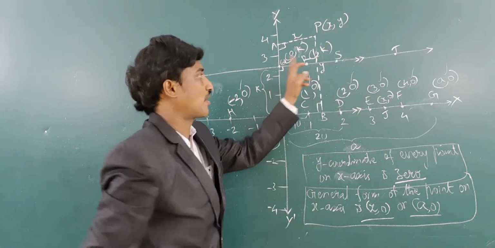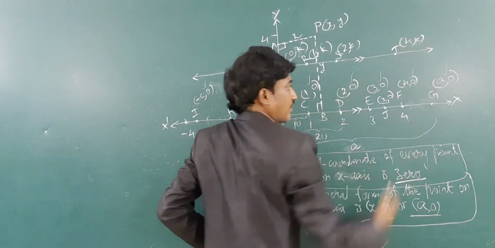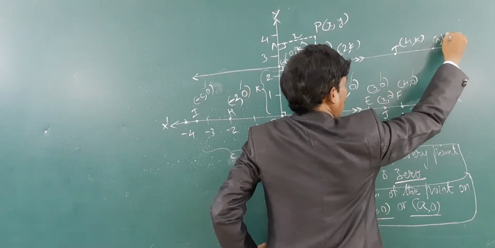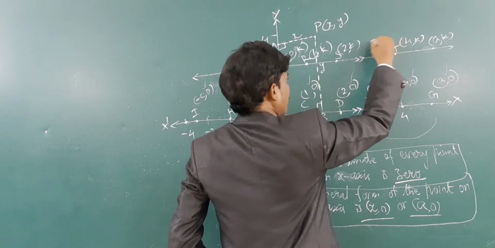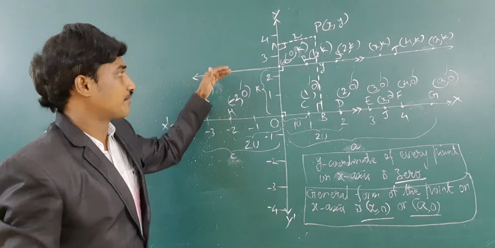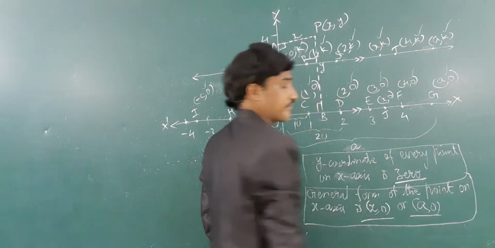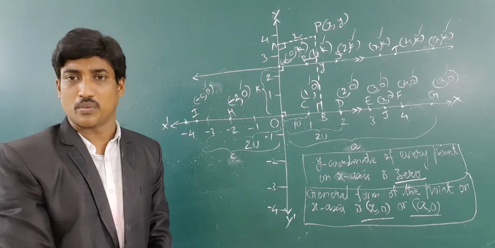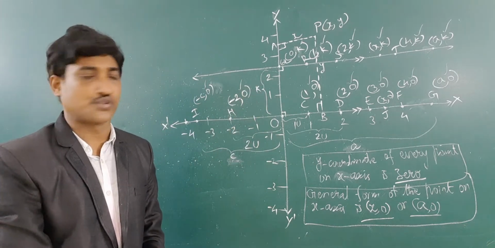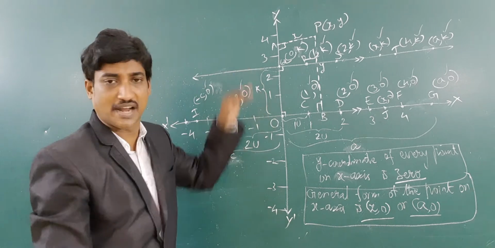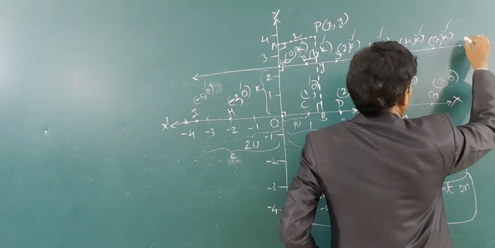So we can write 1 comma k, 0 comma k, 1 comma k, 2 comma k, 3 comma k, 4 comma k, here a comma k, or else we can write here x comma k. So if we observe, the y coordinate is constant on a line parallel to x axis. If a line is parallel to x axis, so that distance from x axis to that line is k units, then the points on that line are in the form of x comma k.